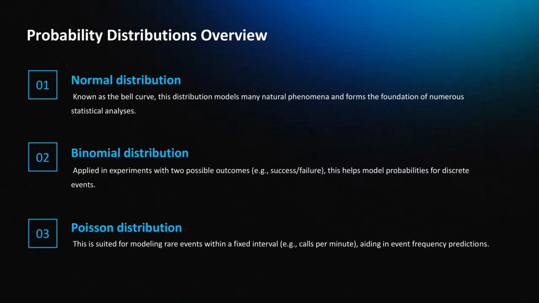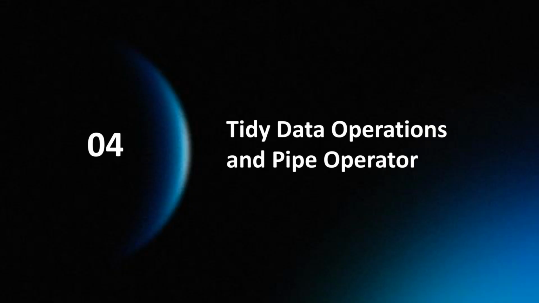The binomial distribution models success/failure outcomes for discrete trials, and the Poisson distribution is useful for modeling rare events over fixed intervals. Next, we explore tidy data operations and the pipe operator, which make data manipulation clearer and more reproducible. This section emphasizes organizing data in predictable structures and using concise, readable workflows that chain operations together, so transformations are easier to follow and reuse in different analyses.